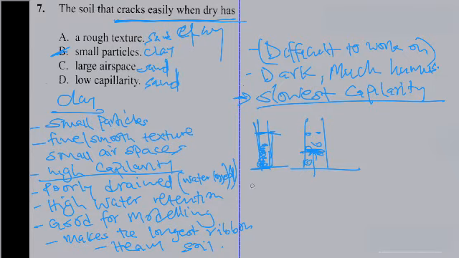So this is clay and this is sandy. For sandy soil we will say that the capillarity is low but fast, actually fastest but low. Here it is slowest but high. So you need to understand that. Remember, fast means speed, but low means level.